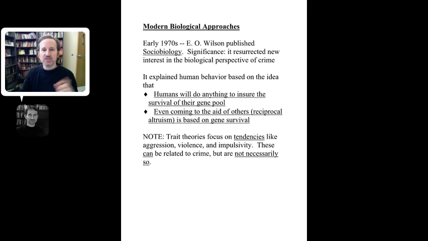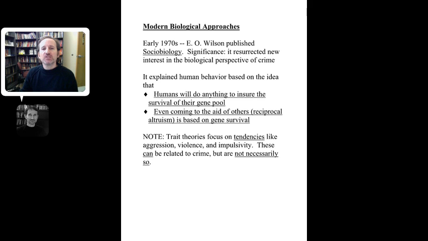He made a fancy move where he said that even coming to the aid of other people is rooted in genetic survival because of what he called reciprocal altruism. What that means is, if I do a good deed for you, then someone else is likely to do a good deed for me. So that's the concept of reciprocal altruism. And he said that even tendencies like this, social tendencies, could be explained through our genes. Questionable, and that is something that has made the theory come under some scrutiny.